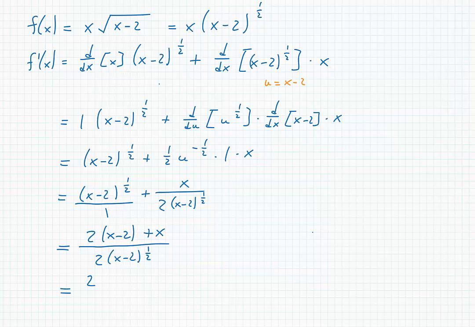That's going to be equal to 2x minus 4 plus x, all divided by 2 times (x minus 2) to the 1/2 power. And if we combine like terms in the numerator, we should end up with 3x minus 4, all divided by 2 times (x minus 2) to the 1/2 power. And there's our derivative.